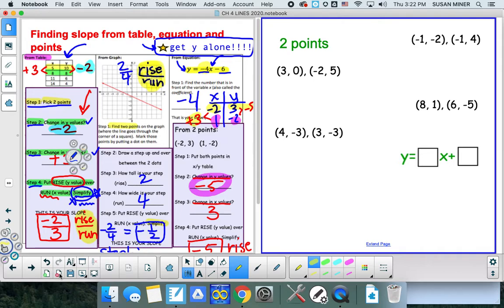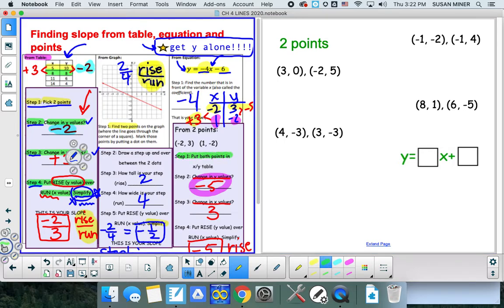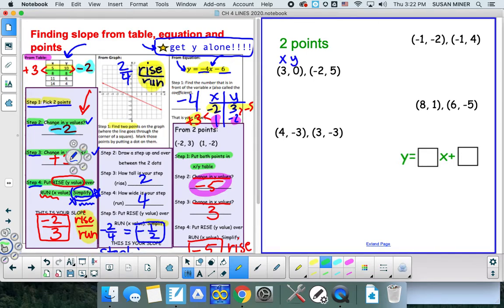Okay, what if I have 2 points? Let's find the slope from 2 points. Okay, so over here on my table, in my notes, the first thing that I want to do when I have 2 points is put both points in an XY table. So I like to label my points, X and Y, so I know exactly what I've got. And then I just draw a little XY table for myself, and I write my points in the table. So X value for my first point was 3, Y value was 0. X value was -2, Y value was 5.